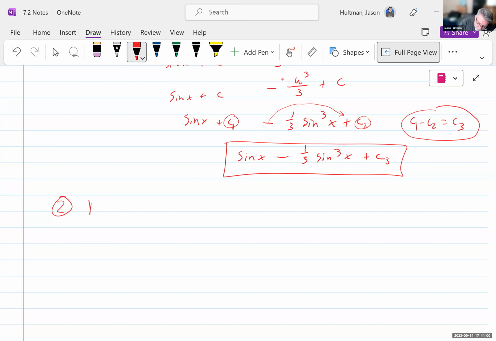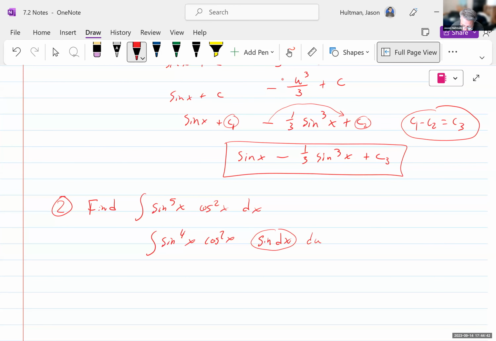Okay, number 2. Find the integral of sine to the 5th x cosine squared x dx. Okay, so here the sine is odd. And if sine is odd, I want to break off a sine. So this is going to become sine to the 4th x cosine squared x times sine x dx. So what we did was we broke off a sine, because again, this is going to end up being my du.